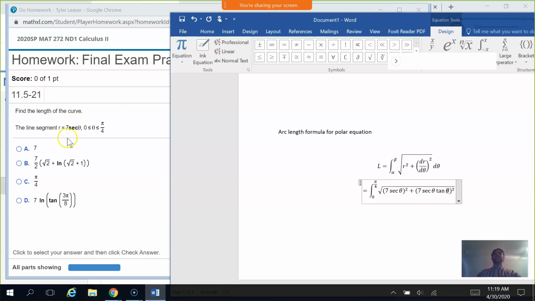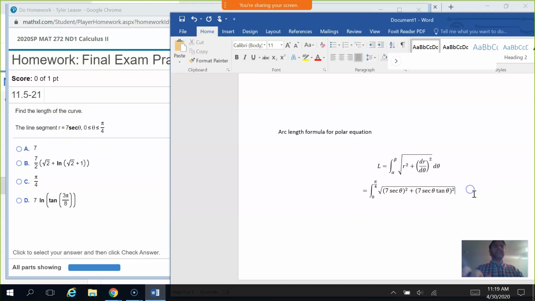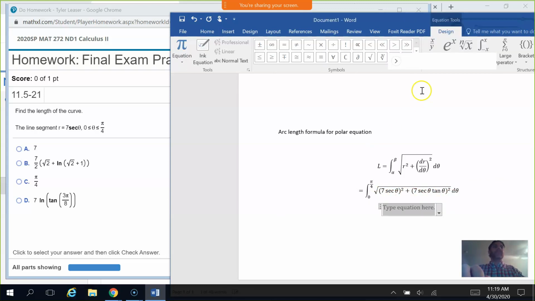Cool. So 7 secant theta is going to change into 7 secant theta tangent theta, and then that is all squared. And then we still have a d theta on the outside. So this integral is not fun. It's not going to be super easy, but we should be able to do it. So let's just see how it's going to work.